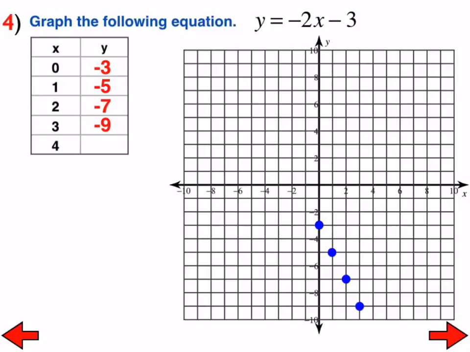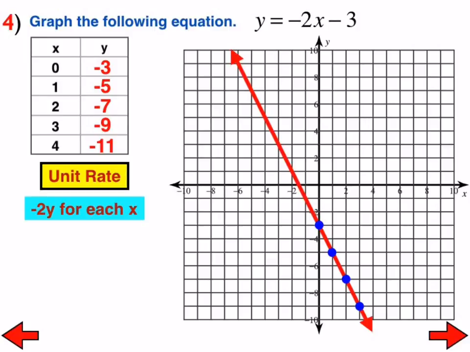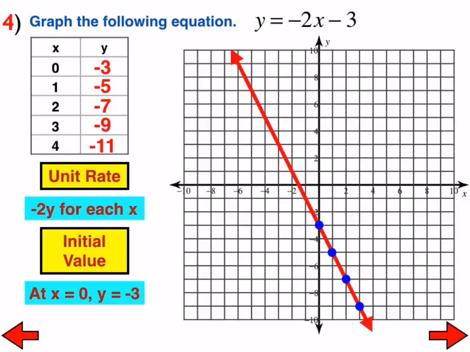And one more comment. I'm noticing a couple of you not drawing your line all the way through the coordinate plane. You're stopping at the end of the dots. Please do not do that, because there are way more ordered pairs that satisfy this equation. Our unit rate is negative 2 y for each positive 1 x. And our initial value, of course, is when x is 0, y is negative 3.